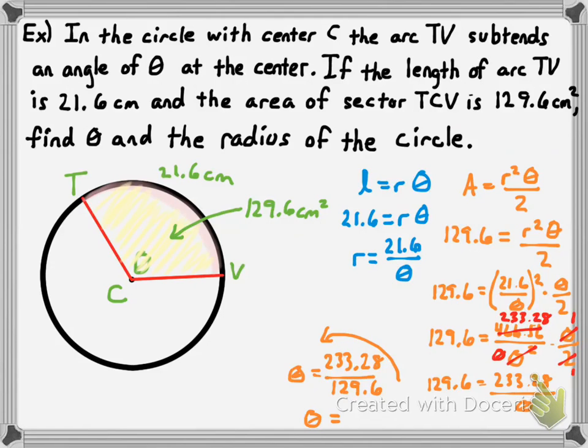Our central angle measure is 1.8 radians. Don't have to write RAD, but you're welcome to if you like. So there's one of our answers right there. We found the central angle measure. We still need to go ahead and find out what the radius is, and that's simply done by dividing. Remember our equation right there, 21.6 divided by 1.8. That would tell us then that the radius is 12 centimeters.